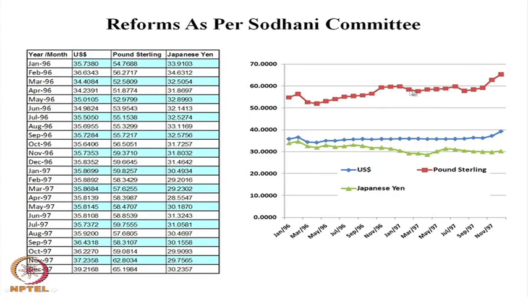Similarly, against pound sterling also there is no significant depreciation of the rupee because of the Sodhani committee recommendation. The rupee got its own fundamental value because there are more participants in the foreign exchange market, and the rupee discovers its own value over the year.